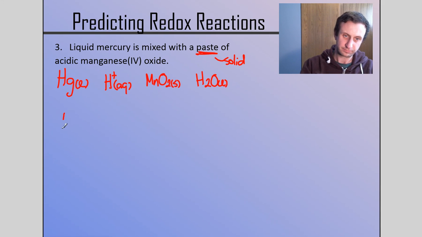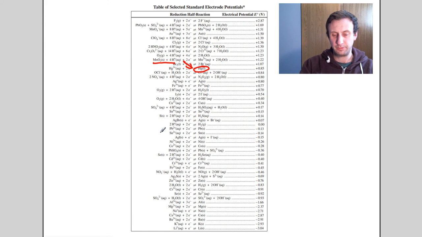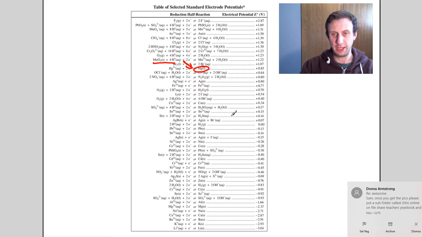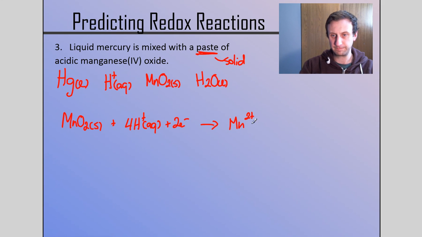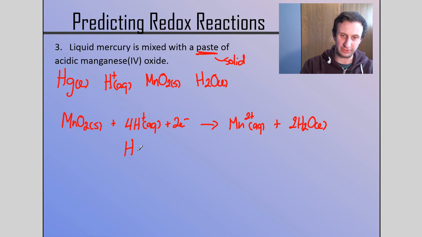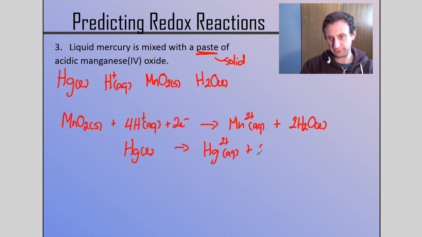So I've got MnO2 solid plus 4H positive aqueous plus 2 electrons makes Mn2 positive aqueous and 2 H2O liquids. Okay, and then when I take a look at the other, the SRA that I'm looking at, I've got Hg liquid, so that's going to go Hg liquid makes Hg2 positive aqueous and 2 electrons. So I've got 2 and I've got 2. That's going to cancel out. It's all good to combine.